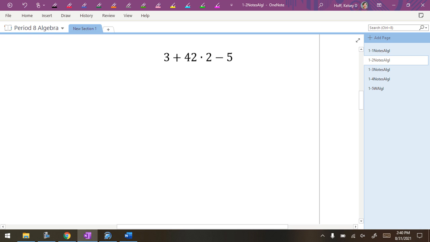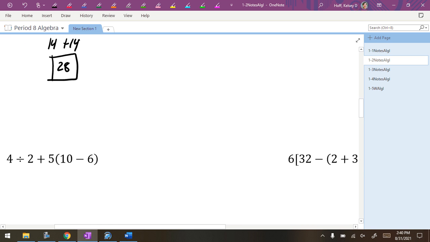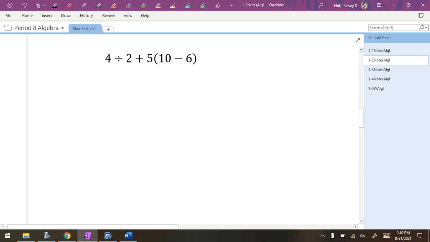Let's go to the right. Just kidding. Let's go down. 4 divided by 2 plus 5 parentheses 10 minus 6, close your parentheses. What's the first thing we're going to do in this problem? Inside your parentheses, what are you going to do? 10 minus 6. There's only one thing to do in there, so we leave this. What is 10 minus 6? 4. Okay? Now what are we going to do?